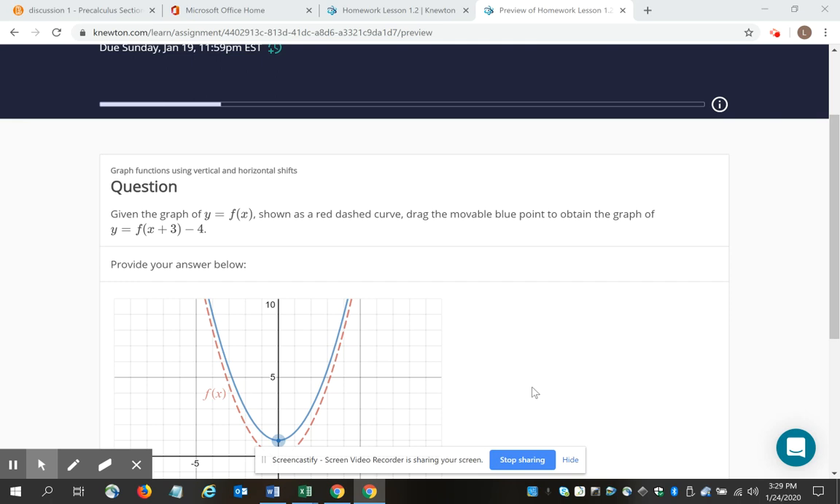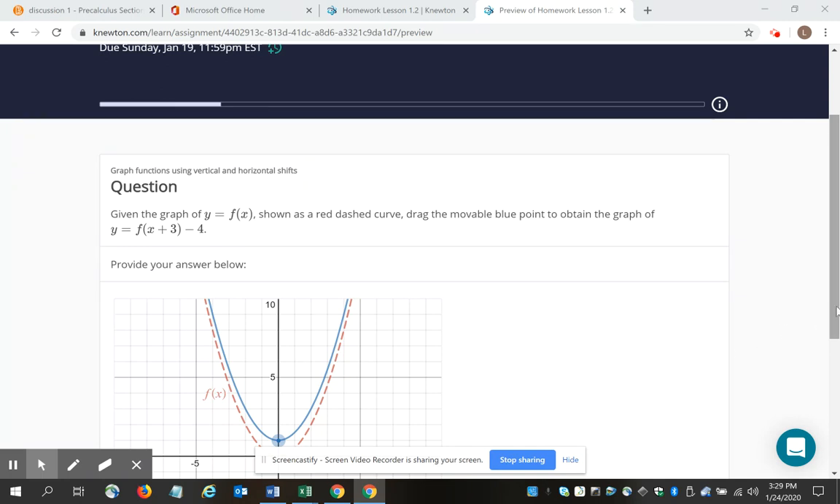A number of you have indicated that you had difficulty dealing with the transformations of graphs, which is in lesson 1.2. So I thought I would create this little short video to try to help you review that using some of the questions from the homework lesson in Knewton, which again is lesson 1.2.